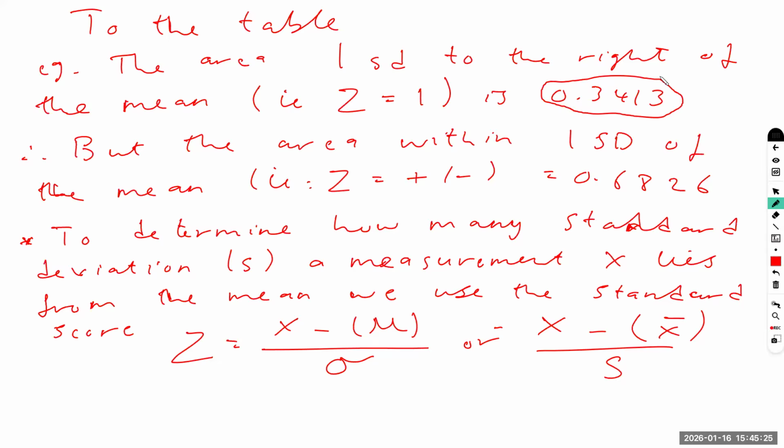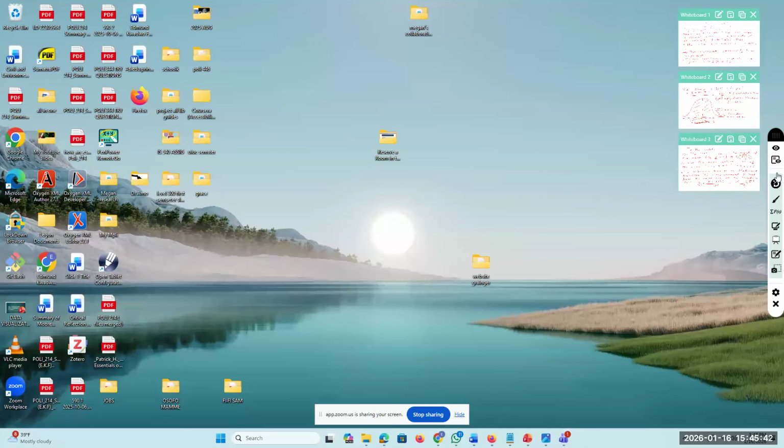So you tell me how many standard deviations a measurement x lies from the mean. We use the standard score: z is equal to x minus the population mean, all over the standard deviation, or x minus mean all over standard deviation. Now let's move to reading the table.